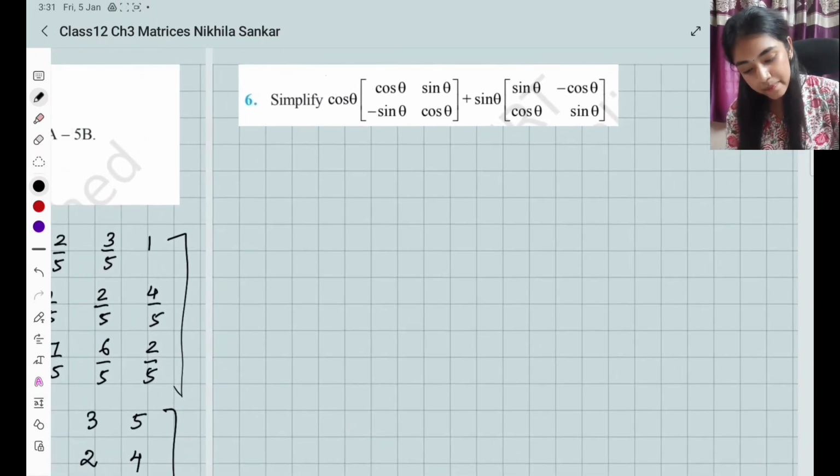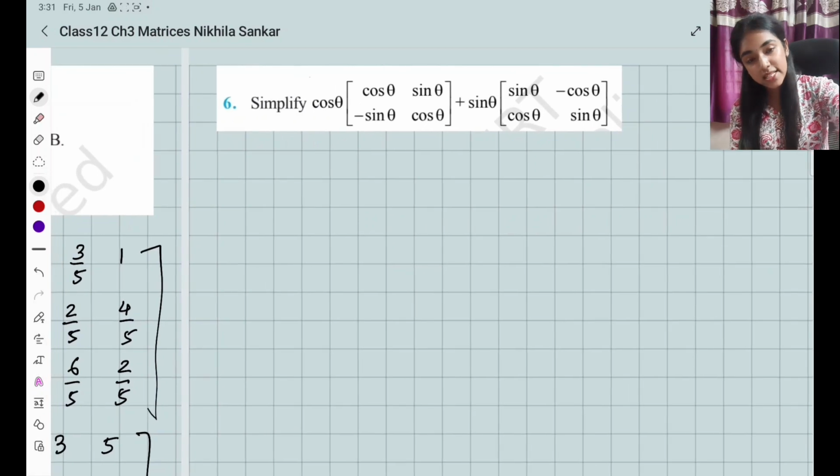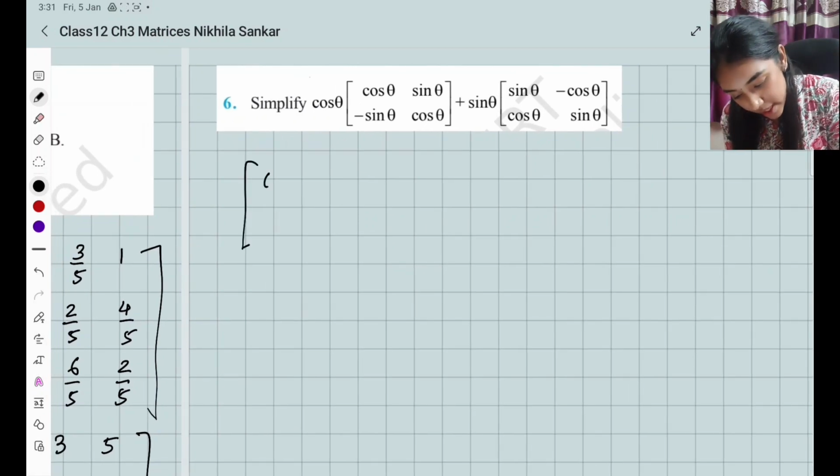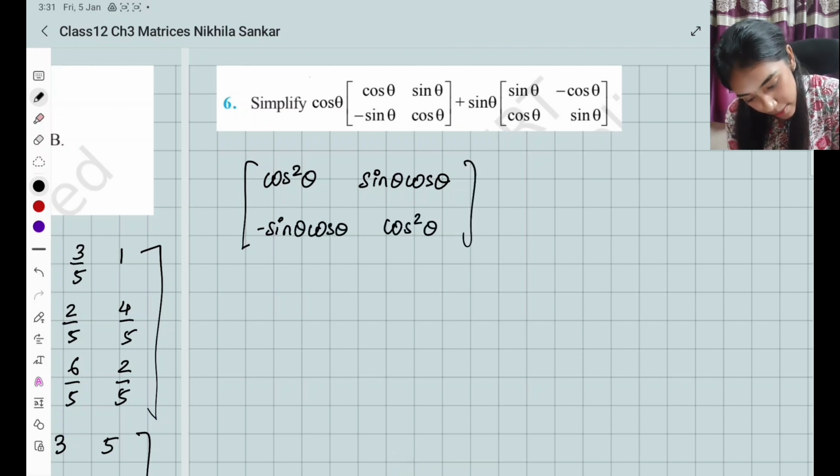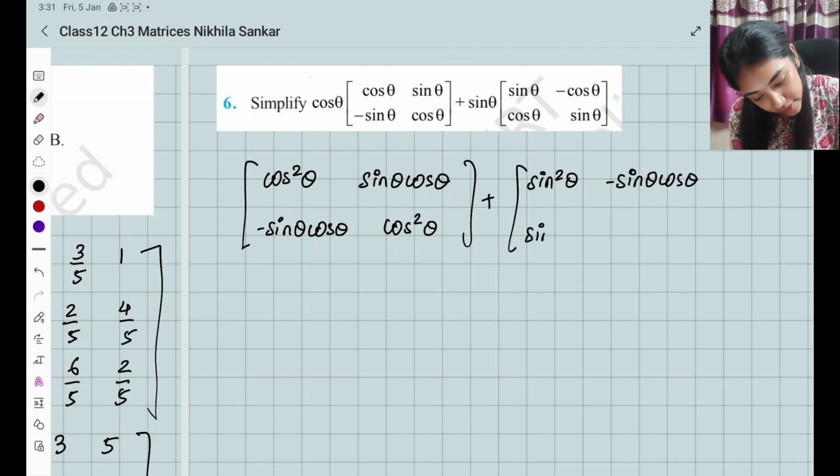Now, simplify this. I have to multiply the cos inside the matrix. So, on multiplying, I'll have cos square theta, sine theta cos theta. Then, I'll have minus sine theta cos theta. Here, what do I have? Cos square theta plus, when I multiply this inside, sine square theta. Then here, minus sine theta cos theta. Here, I have sine theta cos theta, and I'll have a plus sine square theta here.